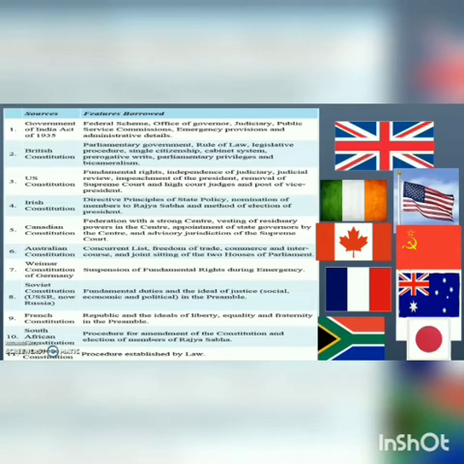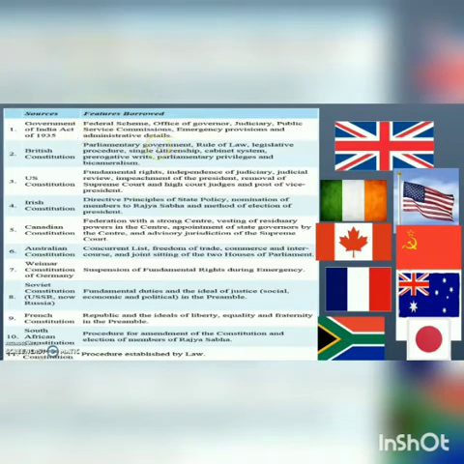Now, let us discuss from which countries we have taken the important elements from other countries' constitutions. These are some of the sources of the Indian Constitution that you can see. The major source has come from the Government of India Act 1935, from which we have included the office of the governor, the emergency provisions and the administrative details, and the Public Service Commission. So this is what has been contributed from the Government of India Act 1935.